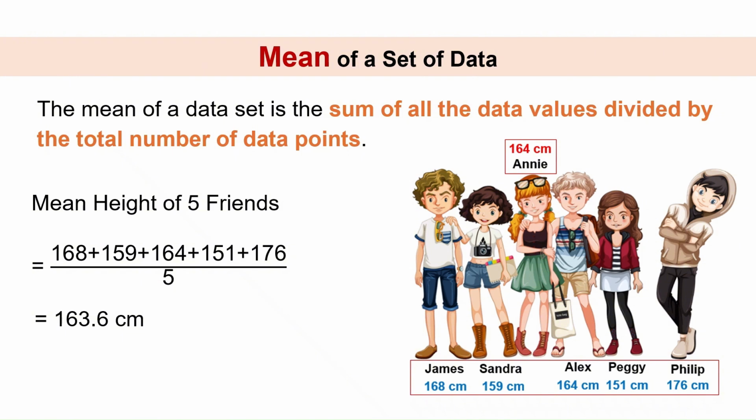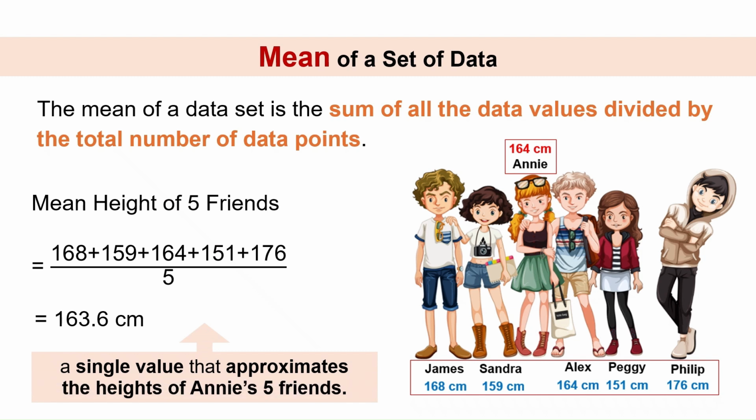Did you realize that finding the mean of a dataset has the same algorithm as finding the average that you have learned in primary school? Now that we have found the mean, which is the single value to approximate the heights of Annie's 5 friends, we can conclude that since Annie is 164 cm, she is just slightly taller than her group of friends.